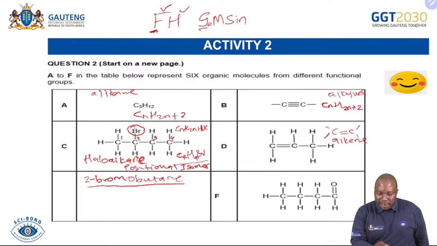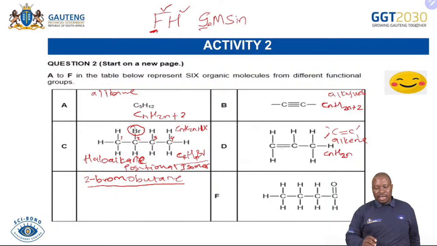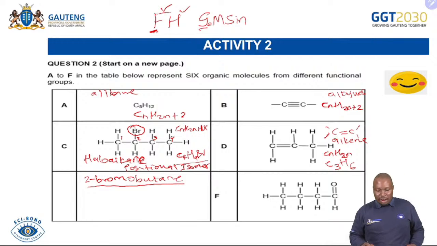Then we say, what is the general formula for alkenes? It is CnH2n. Remember, for alkenes, we said for us to get a double bond, we remove 2 hydrogens. So you are able to get CnH2n. Then what is the molecular formula? You see now, we are moving. How many carbons do we have? 3. So it's C3. How many hydrogens? 1, 2, 3, 4, 5, 6. C3H6. So that becomes your molecular formula.